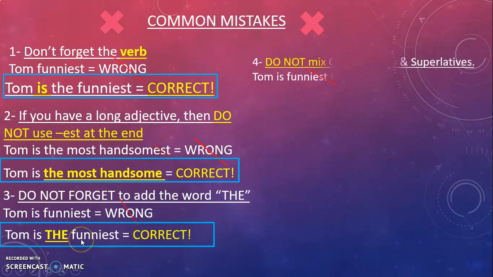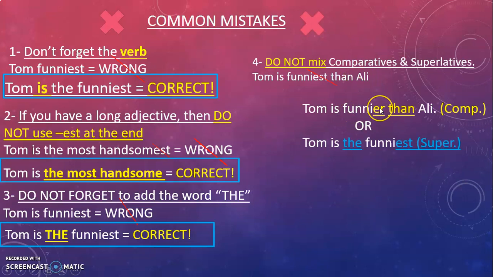That's correct. And finally, mistake number 4, do not mix comparatives and superlatives. Don't say Tom is funniest with est and then you put than Ali. This is wrong. You can say Tom is funnier than Ali. This is comparative because you have er and than. Or you can say Tom is the funniest, and this is a superlative because it has the and est.